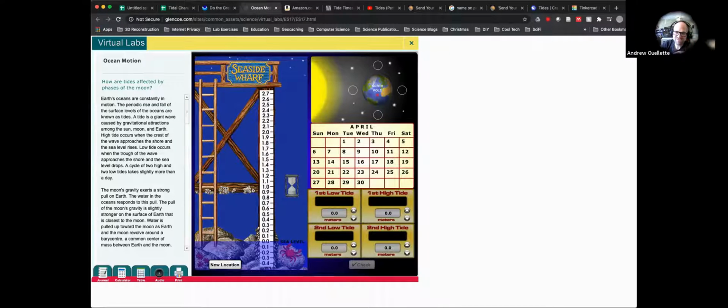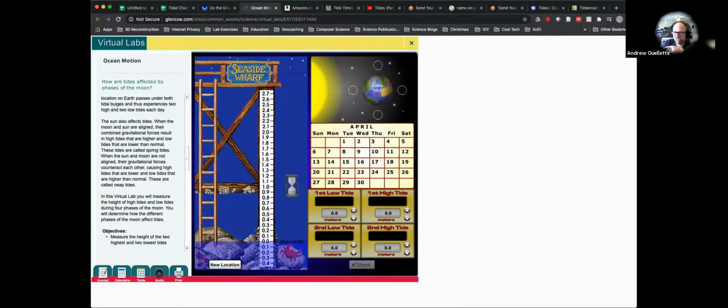And so when we see things like wharfs or piers in coastal areas, they're going to be built up so that they're protected from the high and the low tides. And so here we've got the Seaside Wharf. And this is going to help walk you through what you need to do.